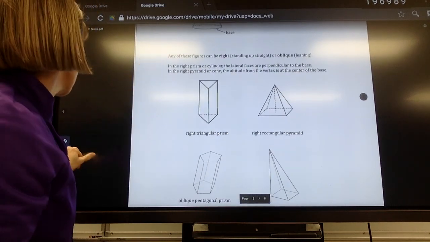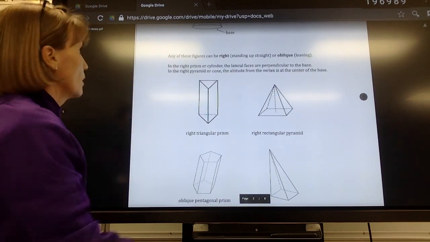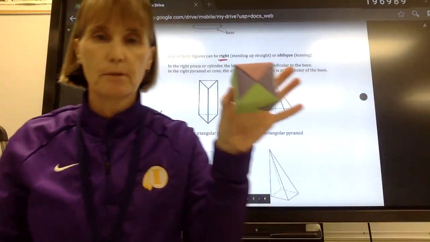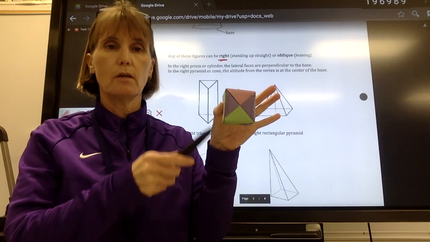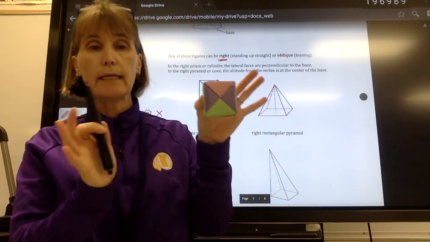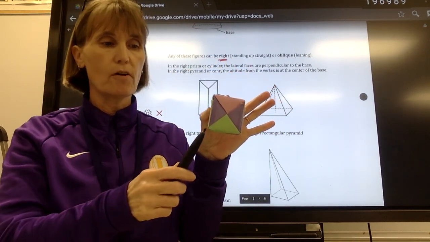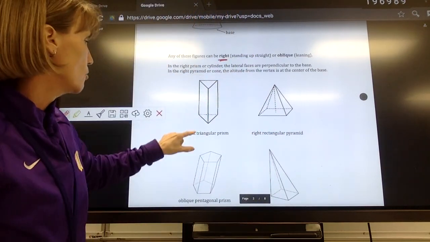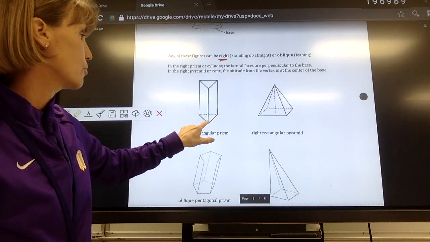Okay, a couple of vocabulary words for you. To be right is to be standing straight up. Okay, so this particular prism was right. It's not leaning to the side. It's going straight up and down. You've got right angles down here. Okay. You can see this is a right rectangular prism.